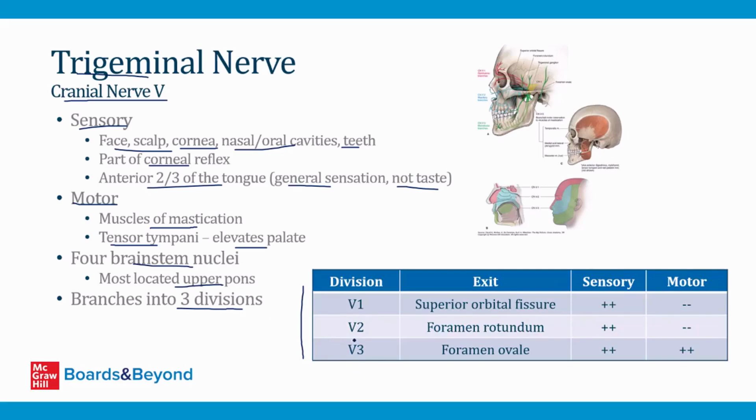The motor fibers are all part of V3. They exit the skull through the foramen ovale. Most of the sensory fibers go out through V2, which exits through the foramen rotundum. But then there are some fibers that go to the eye, the ones that innervate the cornea, and those go out through V1, and they go through the superior orbital fissure of the skull, just like all the other nerves that are going to the eye that we've already talked about.